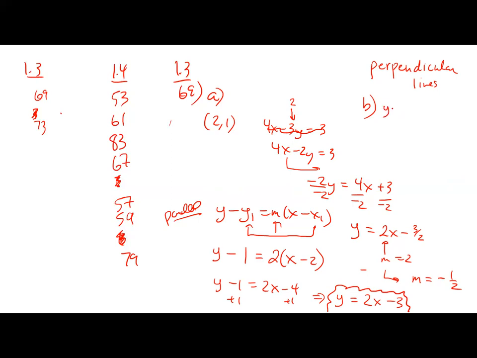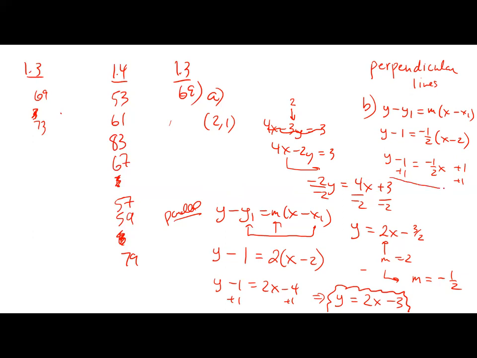Perfect. So let me plug into this formula again, a negative 1/2 this time. So y minus 1 equals negative 1/2 times x minus 2. So how about a negative 1/2 times x? Half of a 2 is a 1, and negative times the negative is a positive. So we're good there.